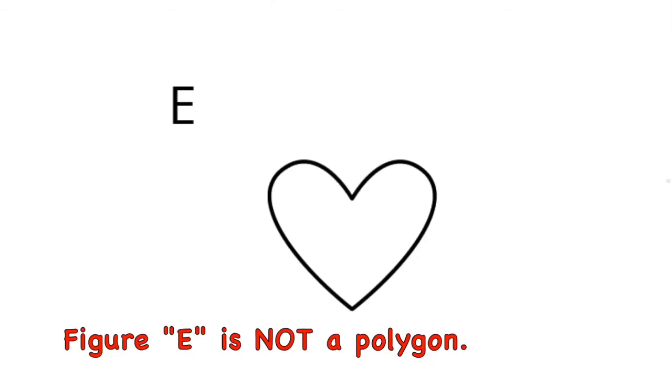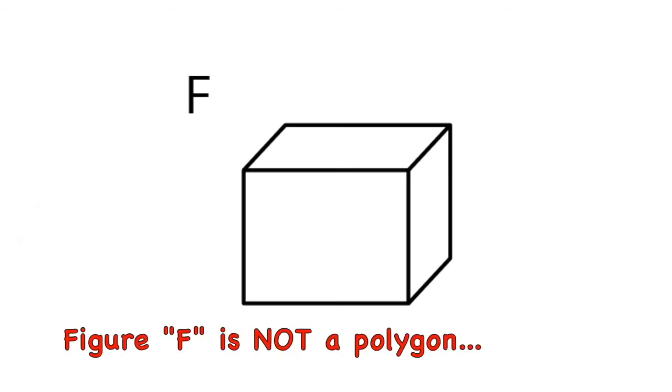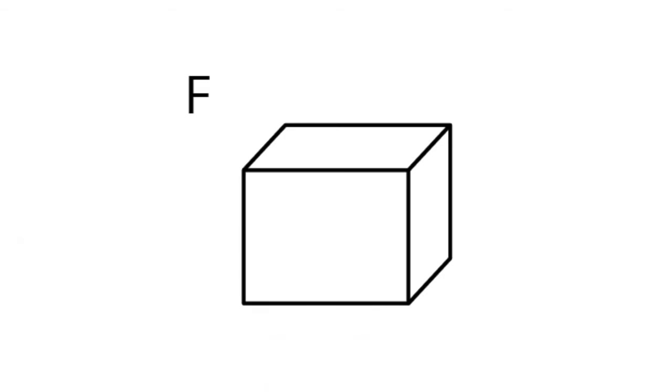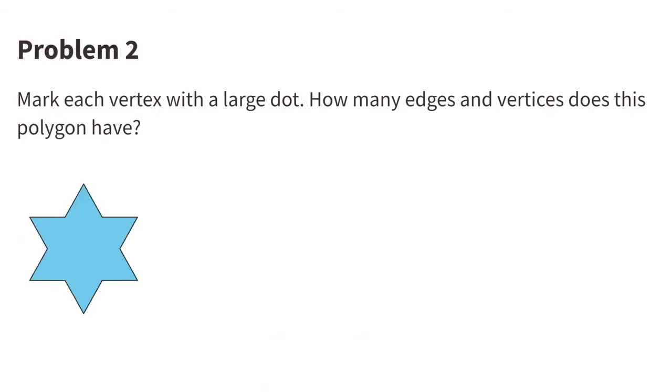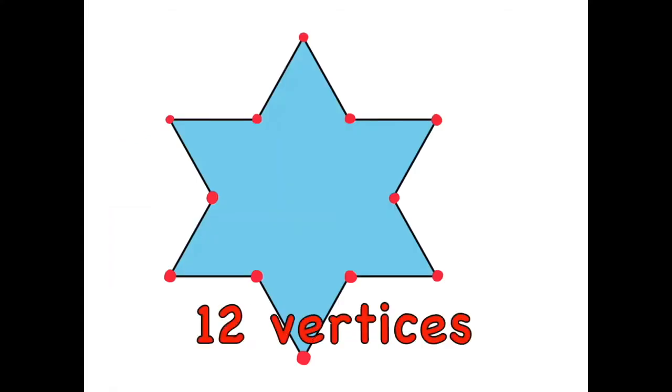Figure E is not a polygon. It doesn't have straight sides. Figure F is not a polygon, because it's a three-dimensional figure. Number 2. Mark each vertex with a large dot. How many edges and vertices does this polygon have? This polygon has 12 edges and 12 vertices.